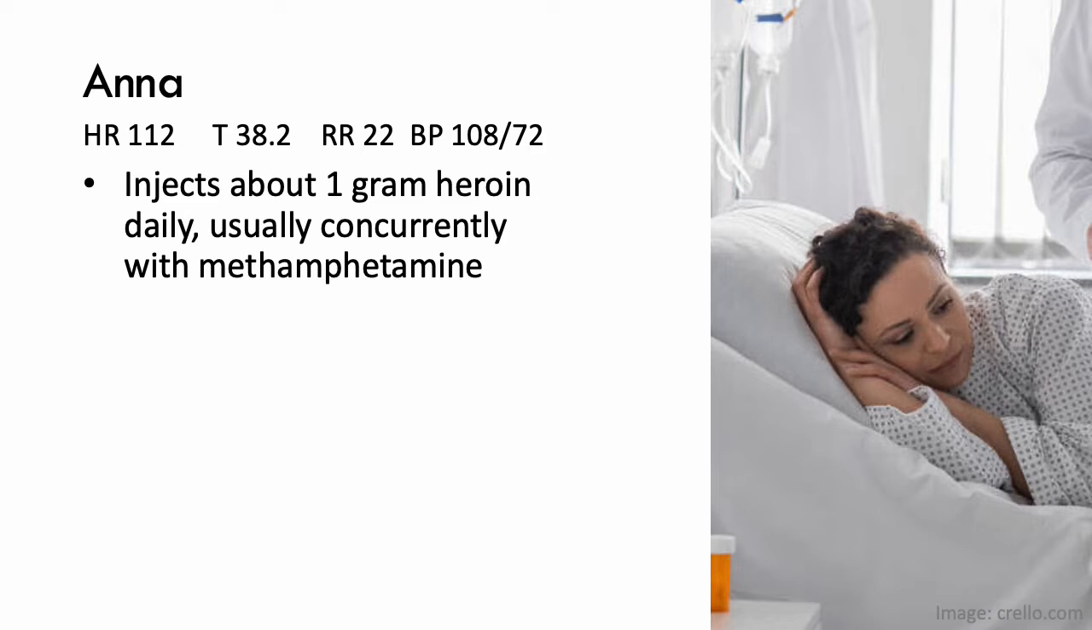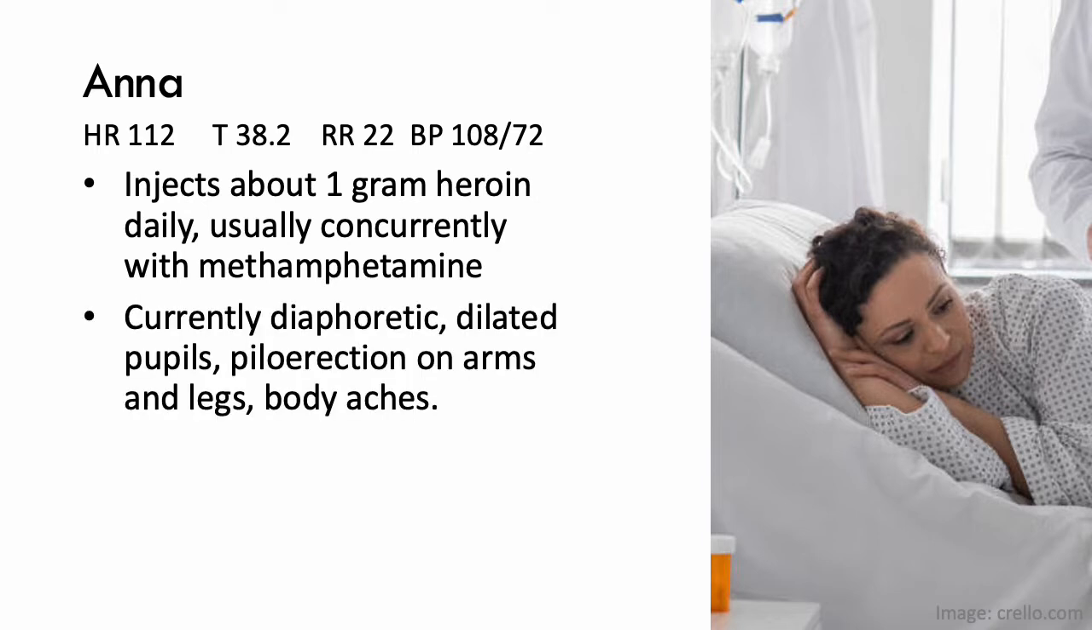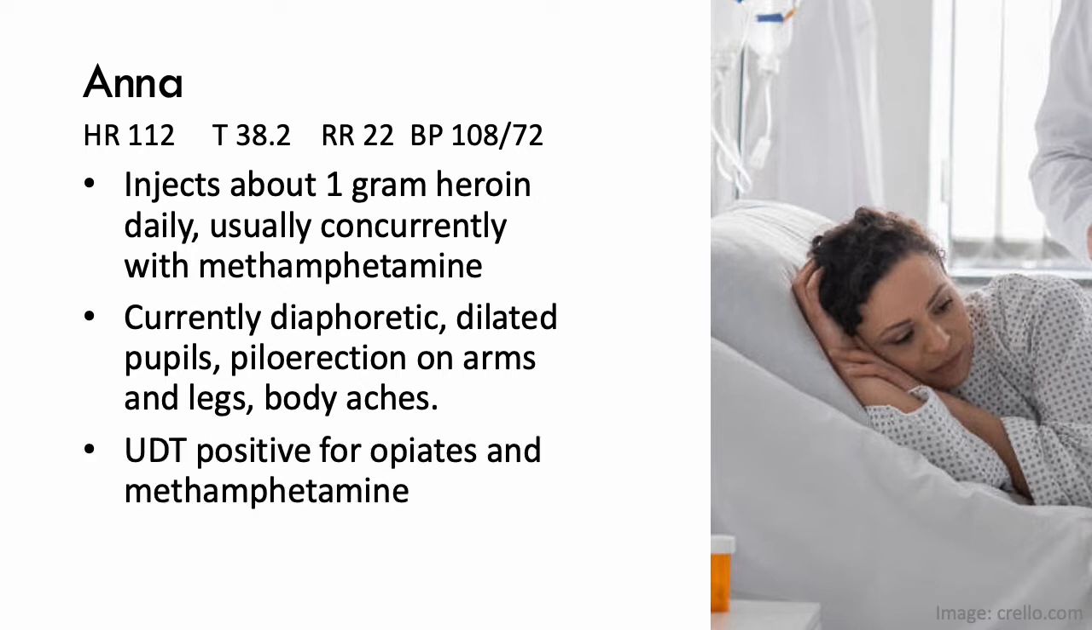She reports that she first used heroin about 7 years ago at the encouragement of a, quote, bad boyfriend, and she says, "I got away from him, but couldn't get away from dope." When you ask if she's currently working, she shrugs and says, "Nothing you would want to know about." She says her last use of heroin and methamphetamine was about 12 hours ago. She's currently diaphoretic, has dilated pupils, piloerection on her arms and legs, body aches, and her urine drug test is positive for opiates and methamphetamine.